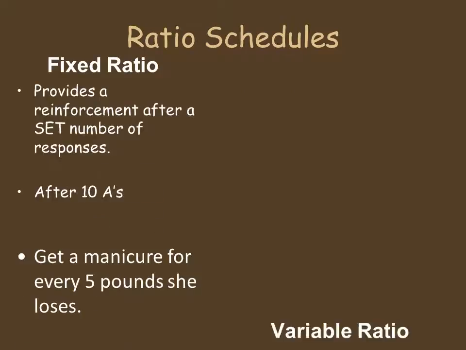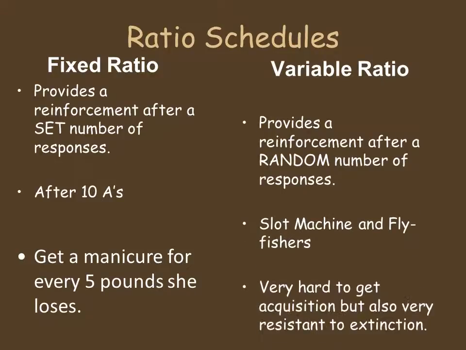So here's the ratio schedule. Remember, ratio is the number of times the behavior does exist. You have fixed now. Fixed is a set amount. It provides a reinforcement after a set number of responses. After 10 A's, you will get rewarded. After 30 note cards, I will give you points. You get a manicure for every 5 pounds you lose. So you're being rewarded based upon the fixed ratio.